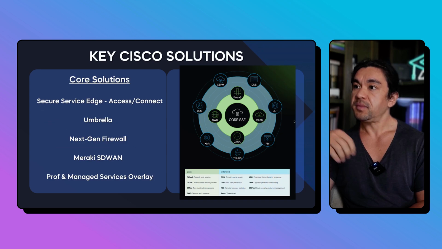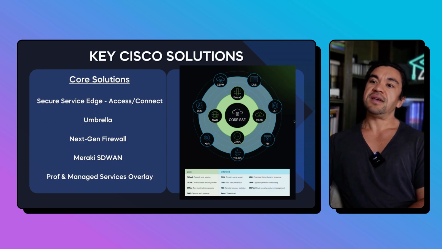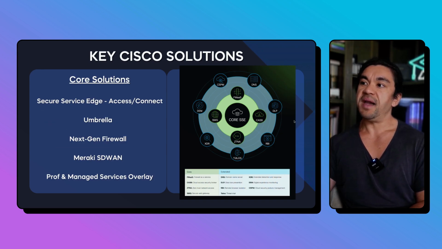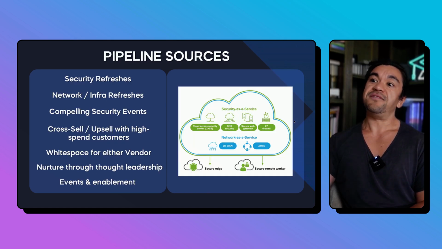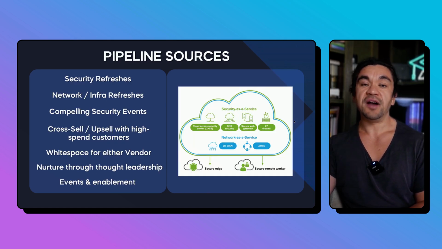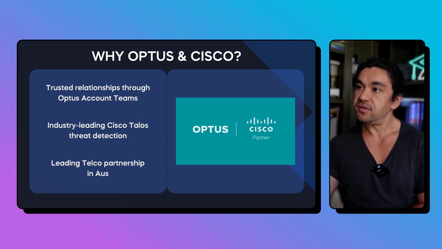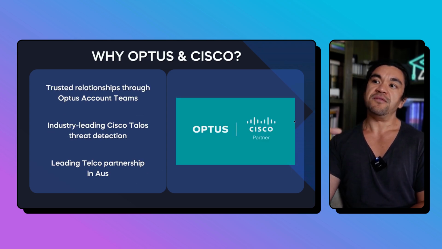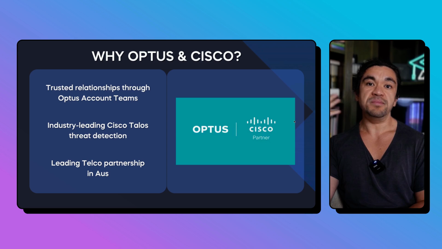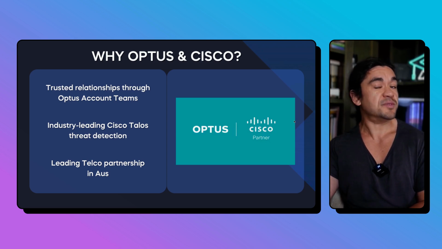What I did was to even go further as far as role understanding, was talk about the high level solutions that I'd be selling in the role, where I would define my pipeline, where the opportunities are to cross-sell and upsell these solutions, and then the value proposition of why an Optus and Cisco joint sell would be valuable to customers, because it's what the customers find valuable.